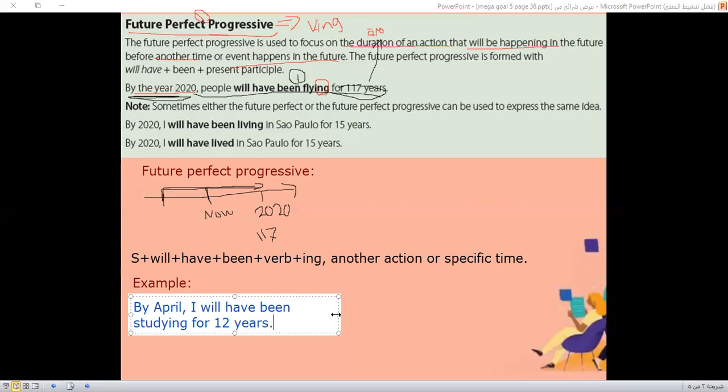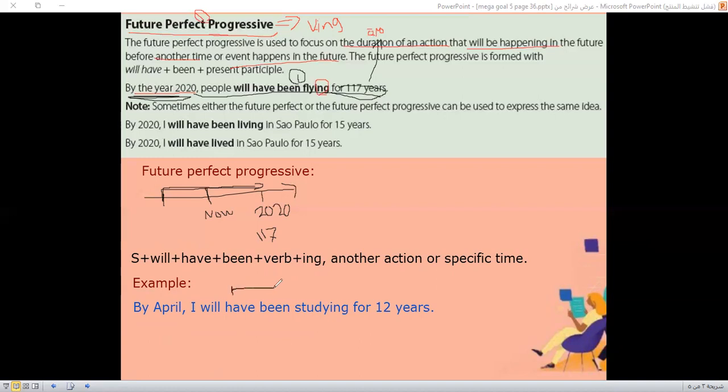Now, you didn't start studying now or in the future. No, you started studying from the past. You see, from the past. And you continue studying until the present time. And also, you're going to be completing this time by April. And this time will be 12 years.